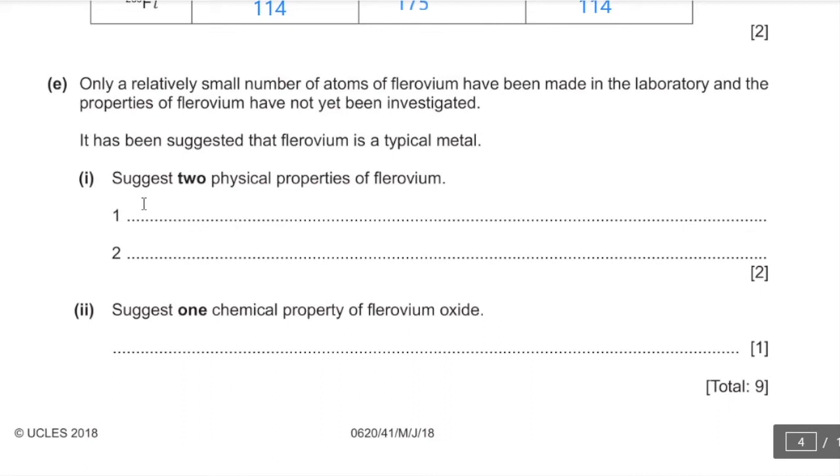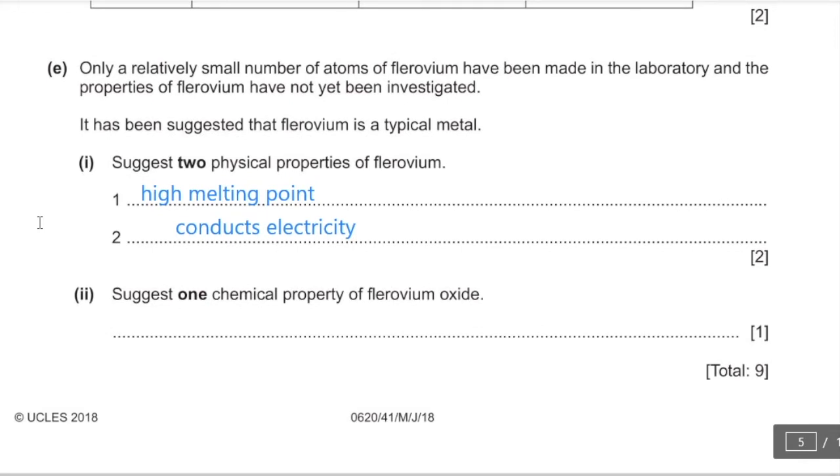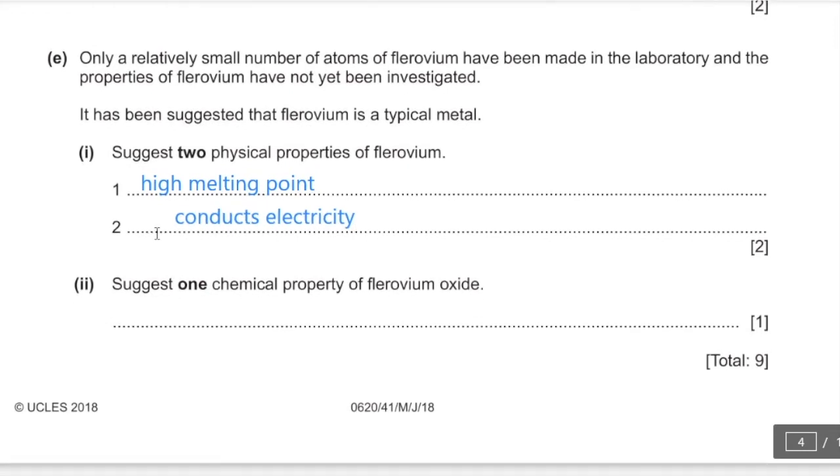Right, so linking physical properties with metals, one of them could be that it has a high melting point and that it conducts electricity. 2. Suggest one chemical property of flerovium oxide. Alright, so flerovium oxide, when reacting or showing its chemical properties, acts as a basic oxide.